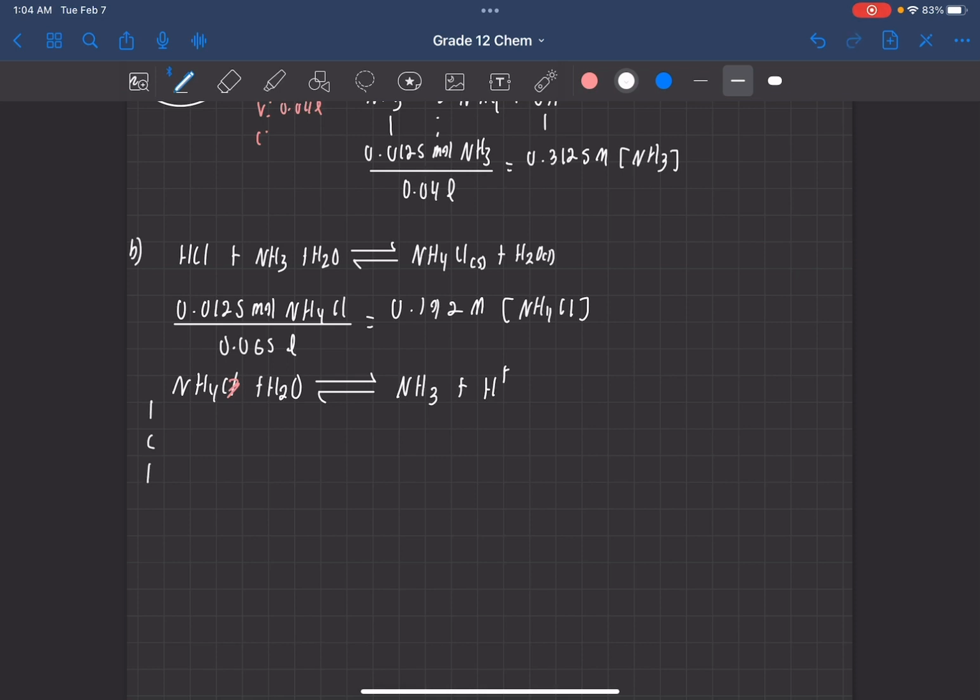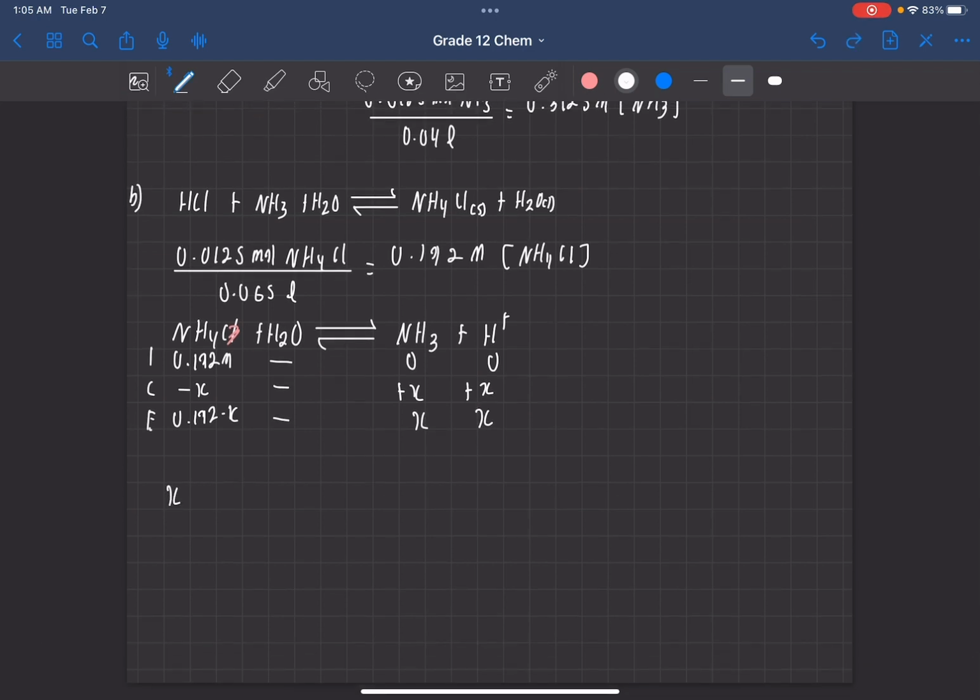So our initial amount of ammonium ion, which comes from the salt, right? Of course, we stated that the Cl is pretty much useless. It's a spectator ion. So we have 0.192 molar minus X, 0.192 minus X. As for the H2O, that's a liquid, so its concentration is not going to change. For the ammonia and hydronium, we have zero initially. So we have plus X, X and X.